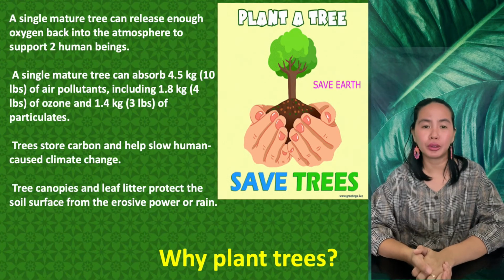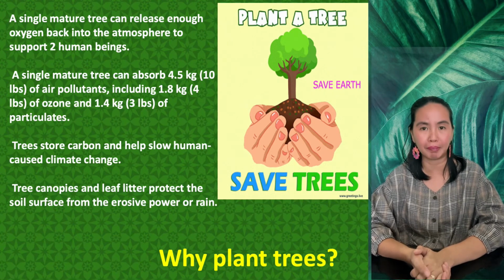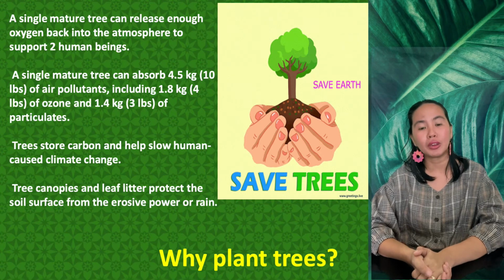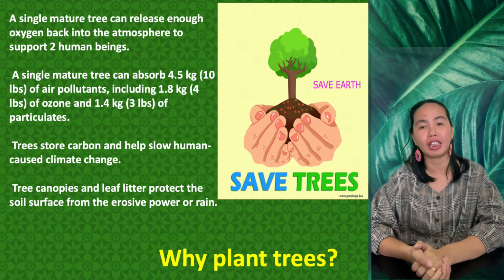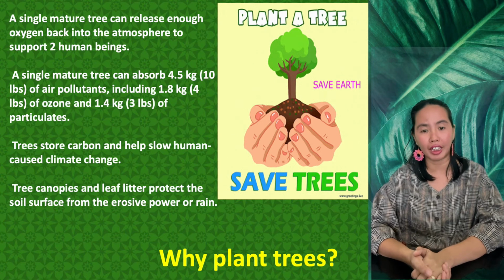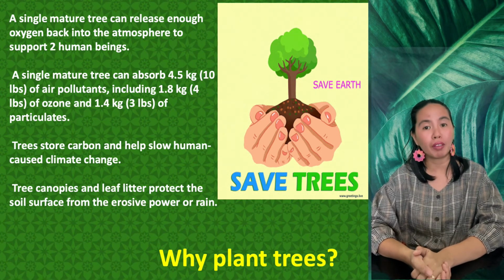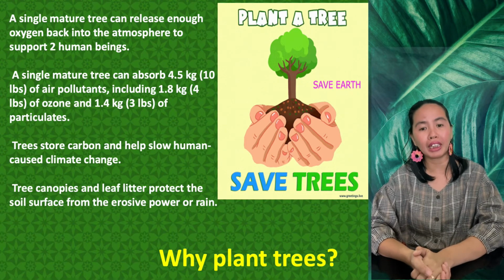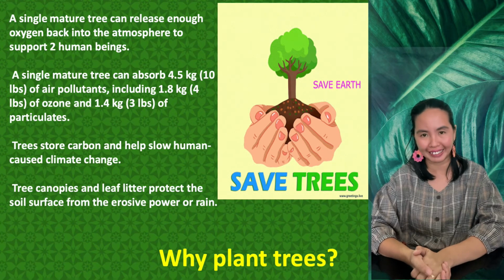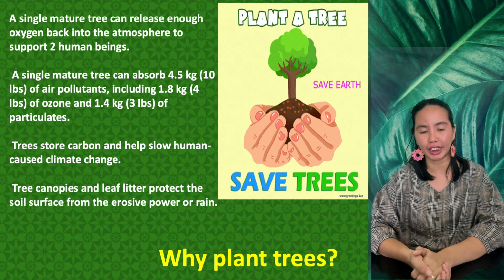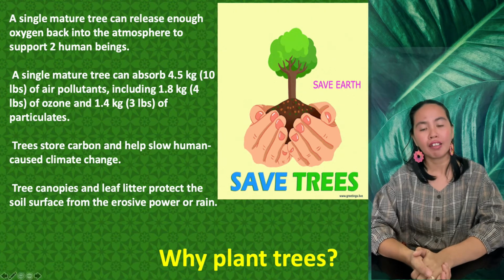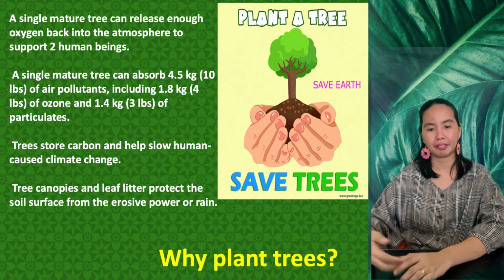A single mature tree can release enough oxygen back into the atmosphere to support 2 human beings. A single mature tree can absorb 4.5 kilograms or 10 pounds of air pollutants, including 1.8 kilograms or 4 pounds of ozone and 1.4 kilograms or 3 pounds of particulates. Trees store carbon and help slow human-caused climate change. Tree canopies and leaf litter protect the soil surface from the erosive power of rain.